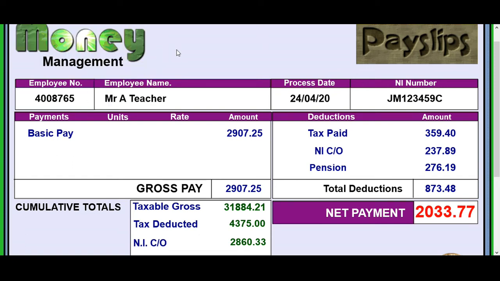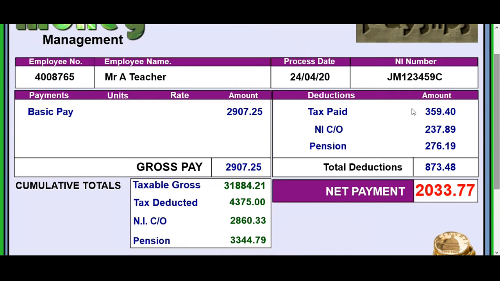In this lesson, we're going to look at payslips, and specifically gross pay, net pay, and deductions. So when you're looking at a payslip, it can be quite a confusing thing. This is the way your payslips are set out as a teacher.